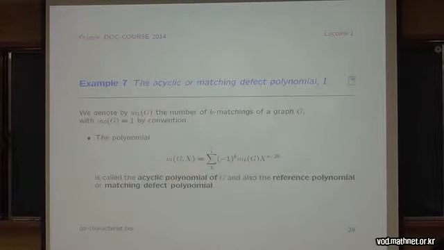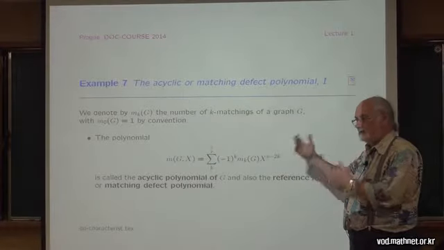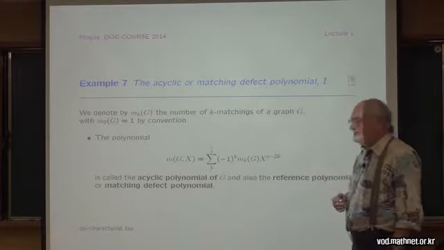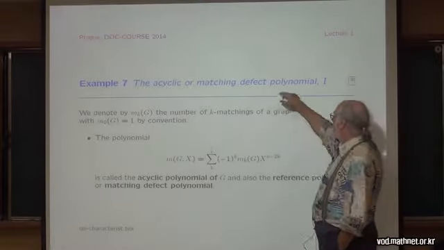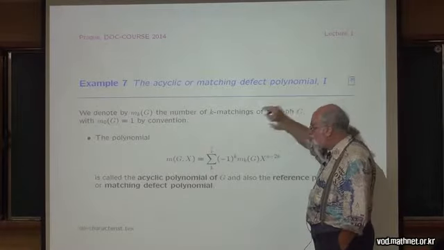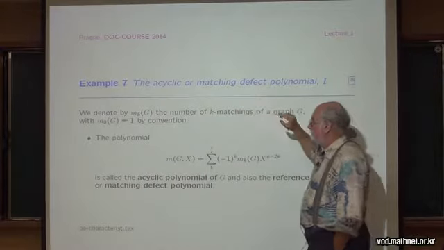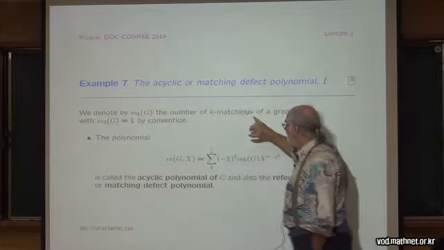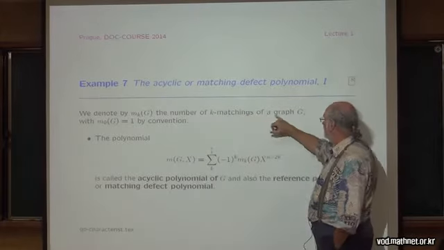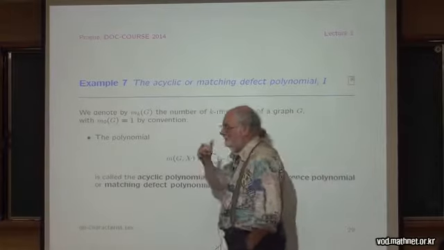Now here is the third prominent graph polynomial. Now we do the following, and it's called the acyclic or matching defect polynomial. And again, it comes from chemistry. So we denote by m_k of G the number of k-matchings of a graph G, and we set m_0 of G is 1 by definition.